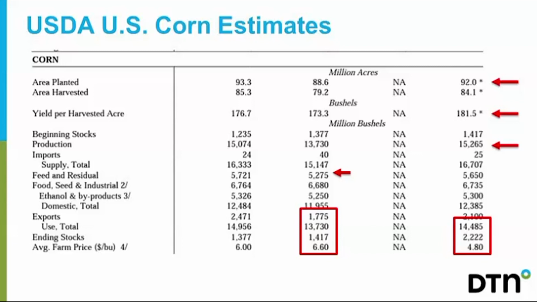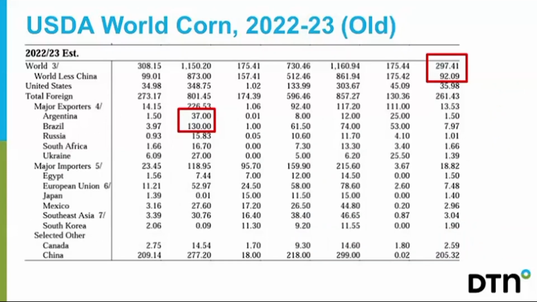All right, let's go ahead and see what world estimates did. Now this is the old crop balance sheet for world corn. In the upper right corner, we see world ending stocks estimated at 297.4 million metric tons. That is a slight increase on the old crop side, up from 295.4 a month ago. But there's a couple of surprises here.